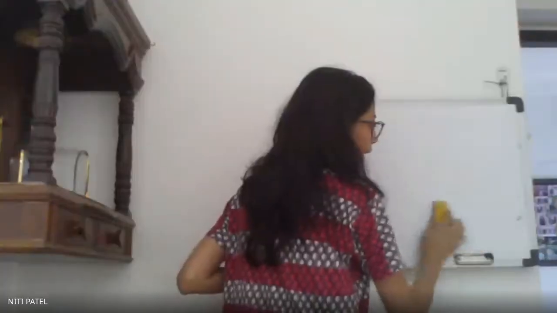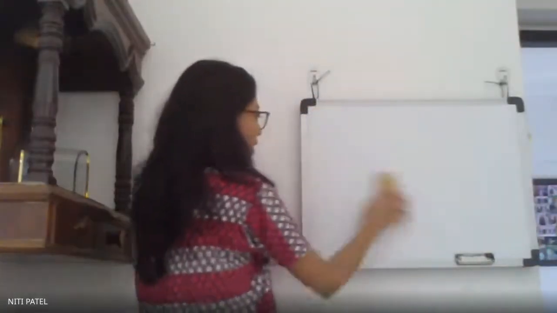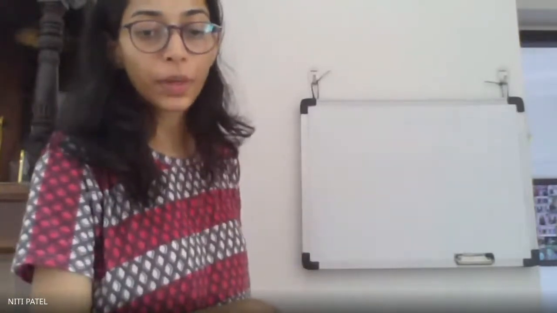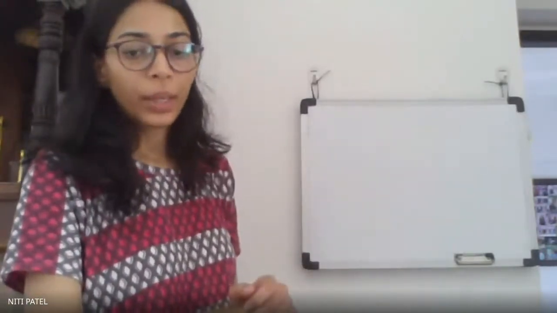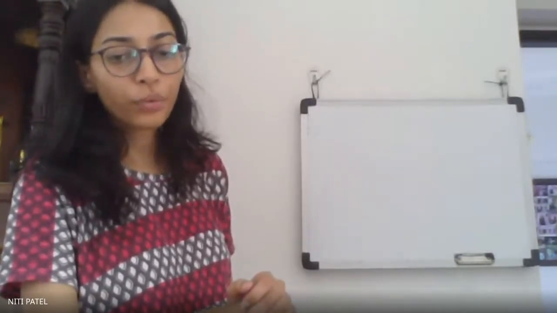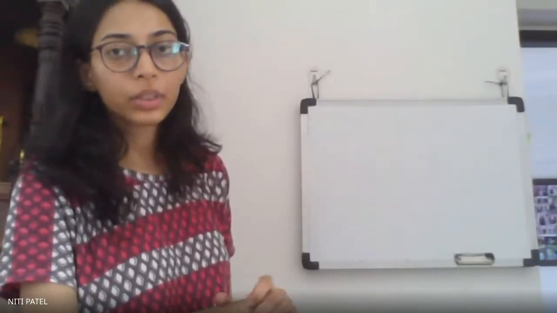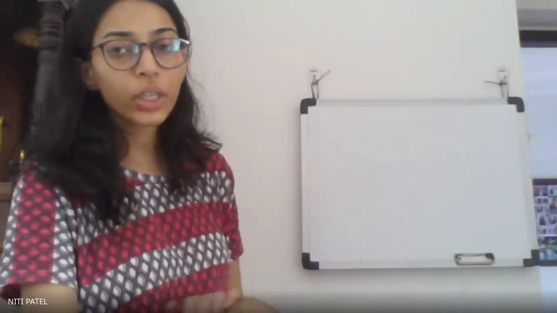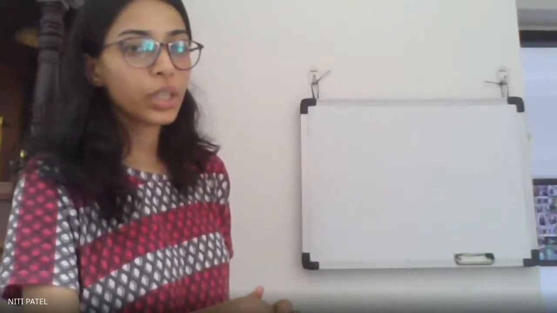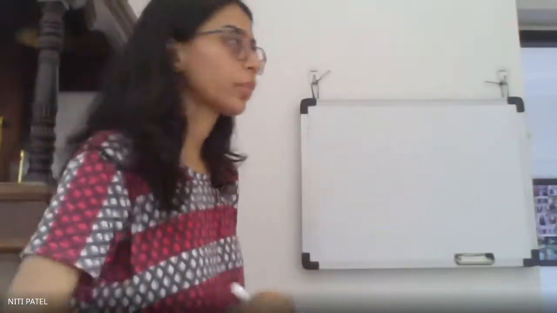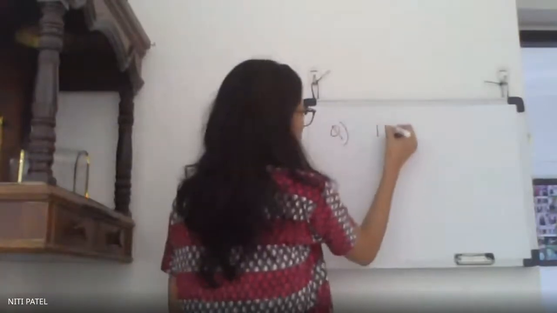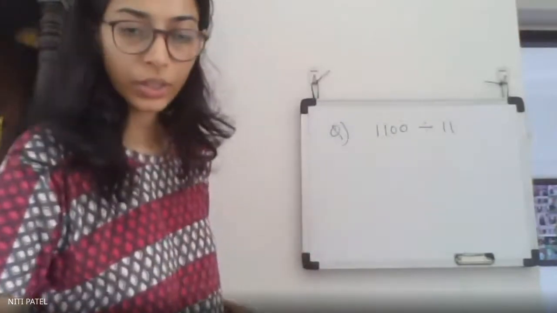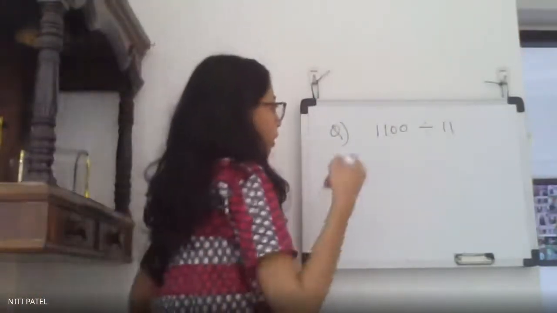So we have to mention the answer as contents of AC as remainder and contents of Q as quotient. Take down the next question. Perform division of following numbers using restoring division. Question is 1100 divided by 11.